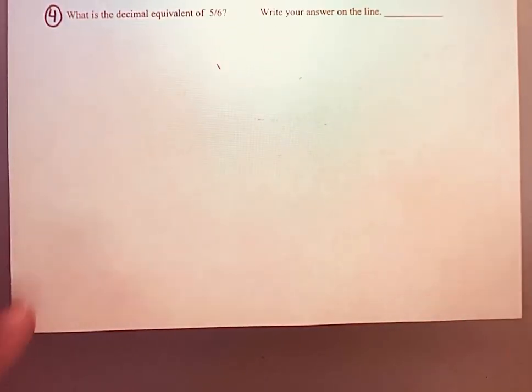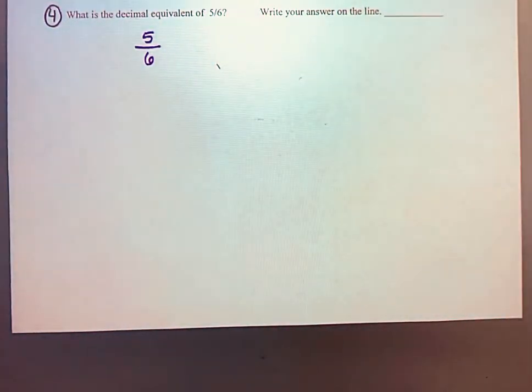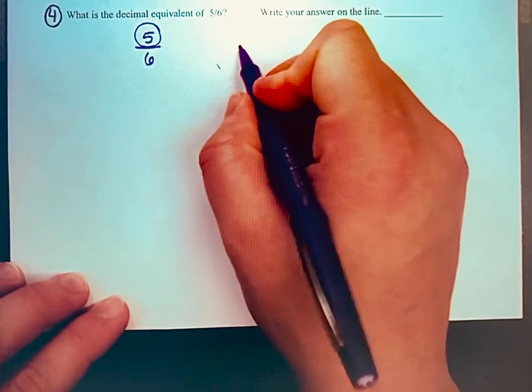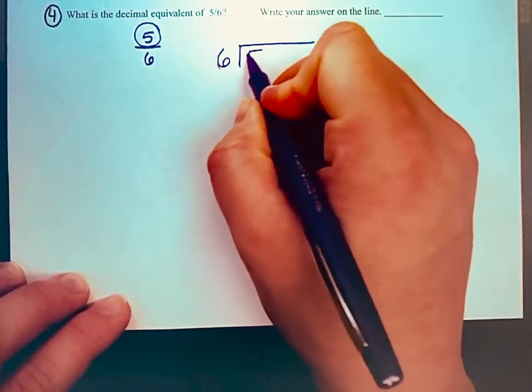Press pause and try to solve this on your own. That is 5/6. If we are doing 5/6, what number is going to go in the house? That top number, right? So I'm going to go ahead and set this up. 6 on the outside, 5 on the inside.